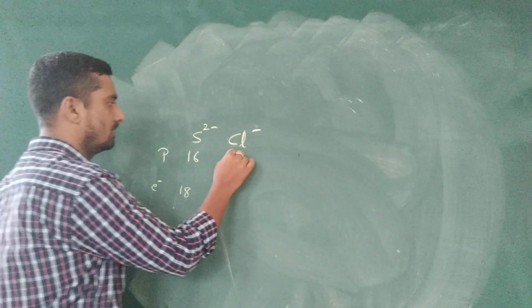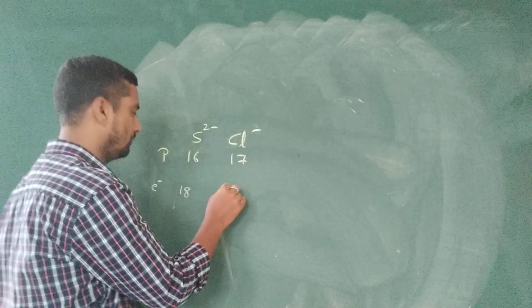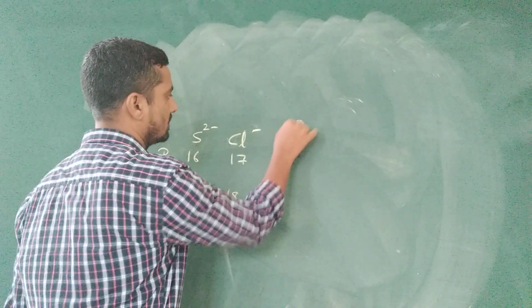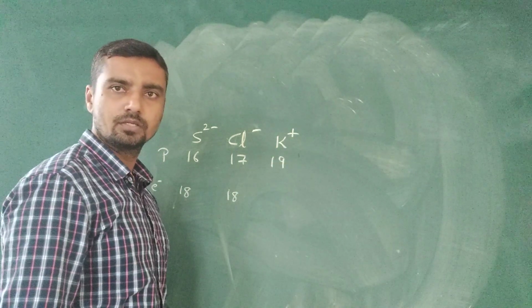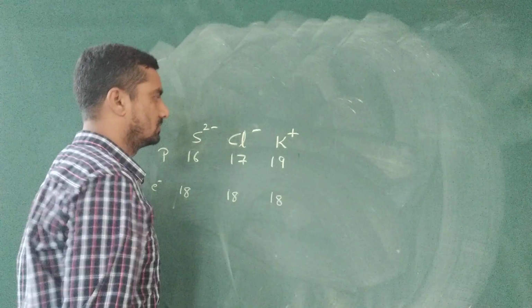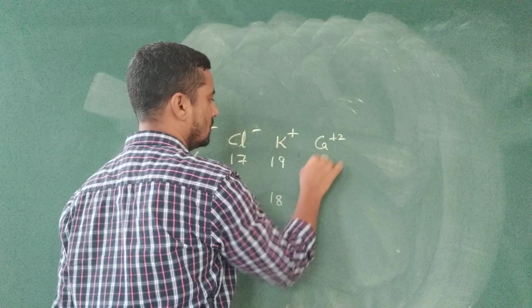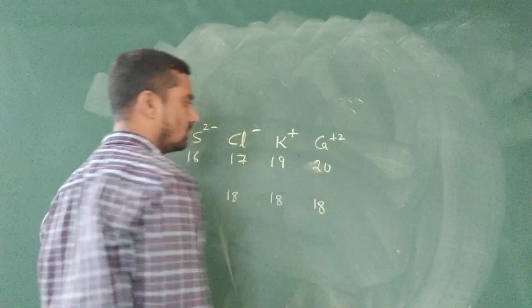For Cl minus, it is 17 protons and 18 electrons. Then K plus: there are 19 protons, and here 18 electrons. Then calcium, Ca plus 2: there are 20 protons and 18 electrons.